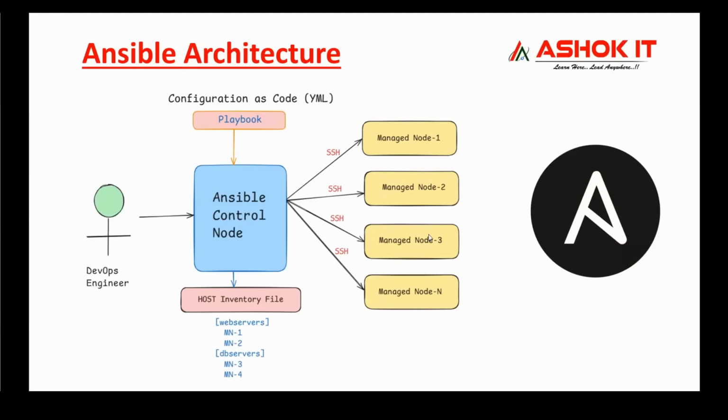How to set up Ansible. So if you see this Ansible architecture, Ansible control node will be available, manage nodes will be available, host inventory file is available, playbook is available. Control node means the machine in which we are going to install Ansible software.